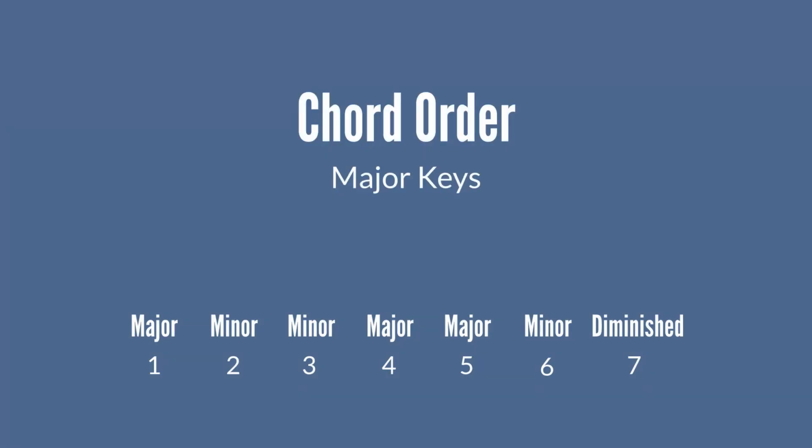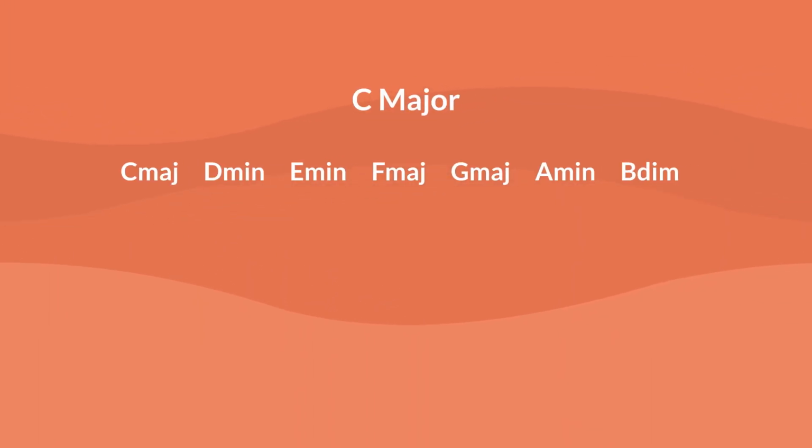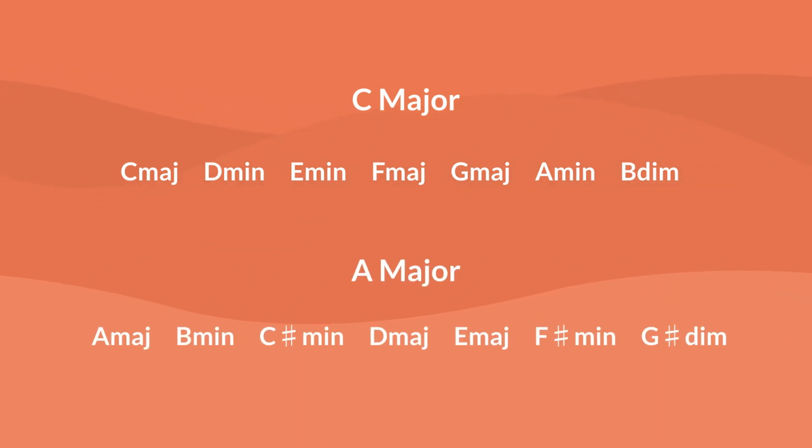This is the order of chords for all major keys: major, minor, minor, major, major, minor, diminished. In C major we have the chords C major, D minor, E minor, F major, G major, A minor, and B diminished. In the key of A major we have the chords A major, B minor, C sharp minor, D major, E major, F sharp minor, and G sharp diminished. Notice that this order of chords is the same from one major key to the next.